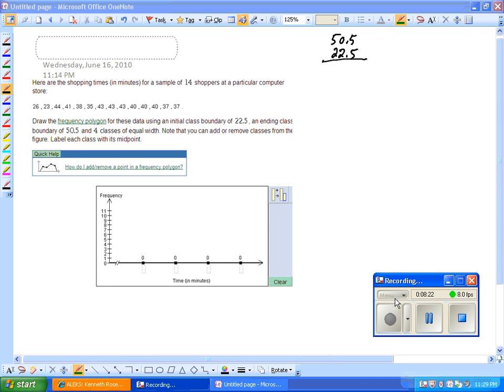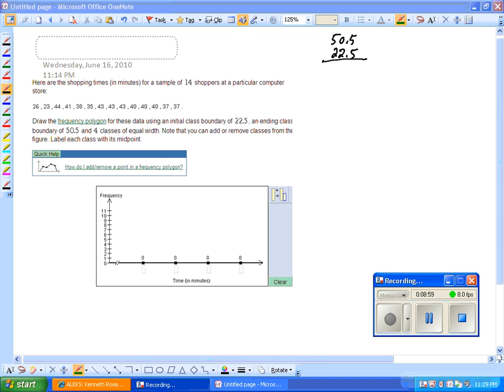All right, first thing. They tell us to draw the frequency polygon for these data using initial class boundary of 22.5. Don't stick a 22.5 down there, that's wrong. Ending class boundary of 50.5. Don't stick a 50.5 down there, even though, yes, we're going to have 4 classes of equal width, so we're not going to have to add any classes. What you need to do is think this is the highest number possible, and this is the lowest number possible to be represented in this frequency polygon. Of course, we're not going to represent either of those because they're not in the list, but all the same, 22.5, 50.5, that's the range.